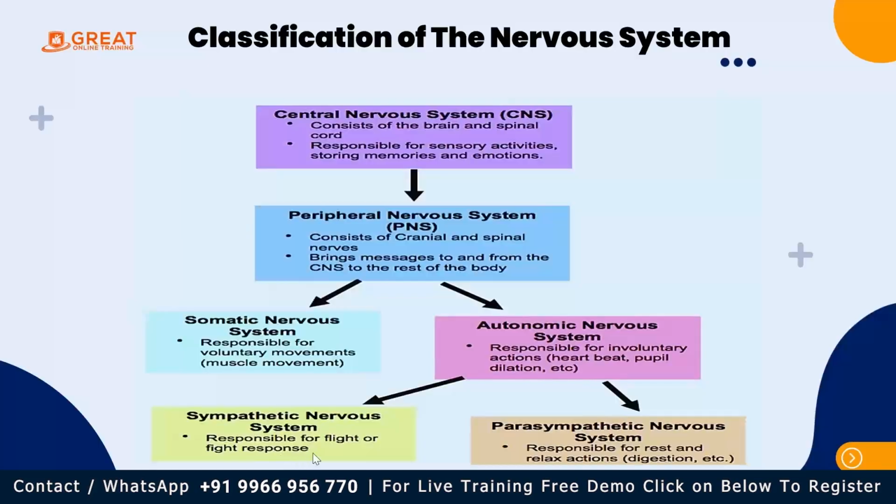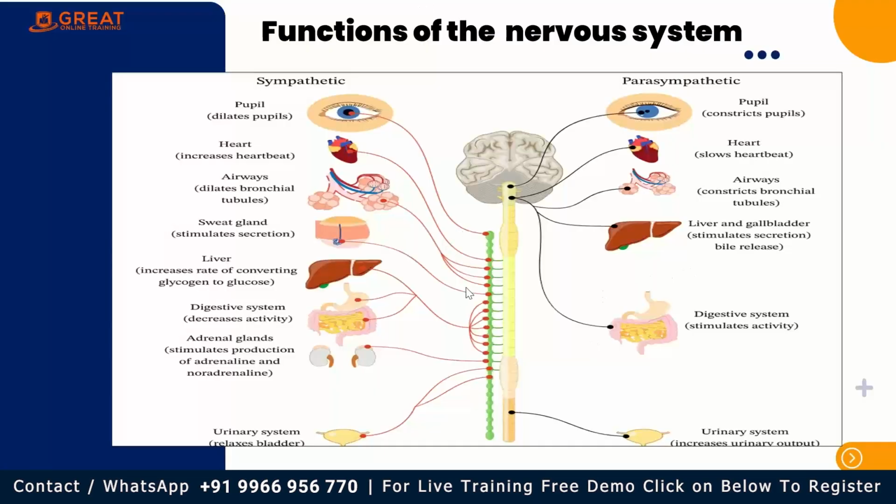The sympathetic nervous system is responsible for the fight or flight response. The parasympathetic nervous system is responsible for rest and relax actions such as digestion. So this is the classification of the nervous system, and these are a few functions of different parts of the nervous system. This is the sympathetic nervous system, and this is the parasympathetic nervous system. The sympathetic system dilates the pupils, and the parasympathetic system constricts the pupils. The parasympathetic system slows the heartbeat, whereas the sympathetic nervous system increases the heartbeat.